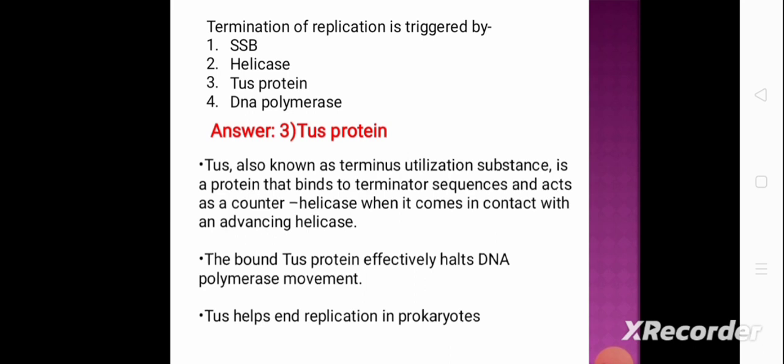TAS, also known as termination utilization substance, is a protein that binds to termination sequences and acts as a counter helicase when it comes in contact with the advancing helicase. The bound TAS protein effectively halts DNA polymerase movement. TAS helps end replication in prokaryotes.